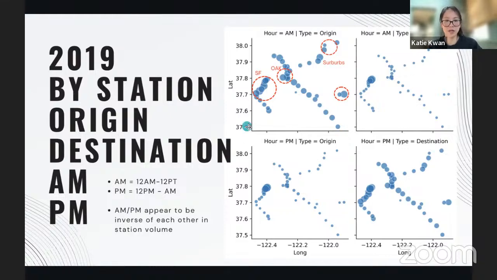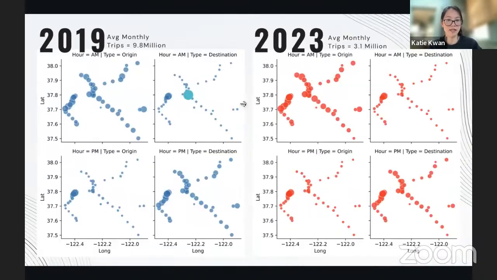I wanted to also compare 2019 to 2023. Looking at it, it looks very similar. Granted, the bubble sizes are relative to monthly volume. Remember, 2019 is high volume, about 9.8 million riders per month, whereas in 2023 it's about 3.1 million riders per month. So yes, the total amounts are very different, but the actual distribution of the riders and the way it looks on our map is not that different. So again, I think that post-COVID, people are coming back and exhibiting similar behavior.